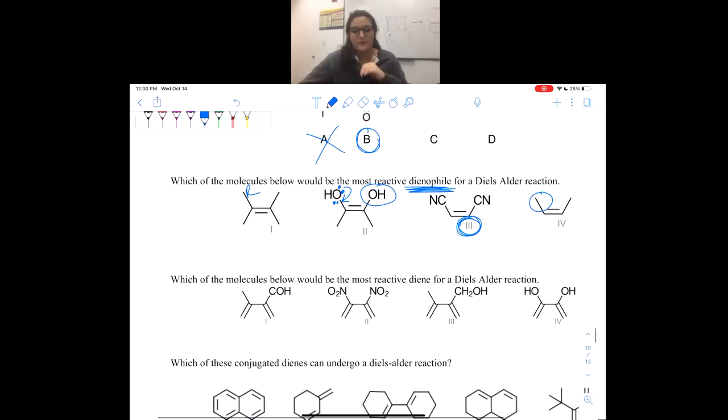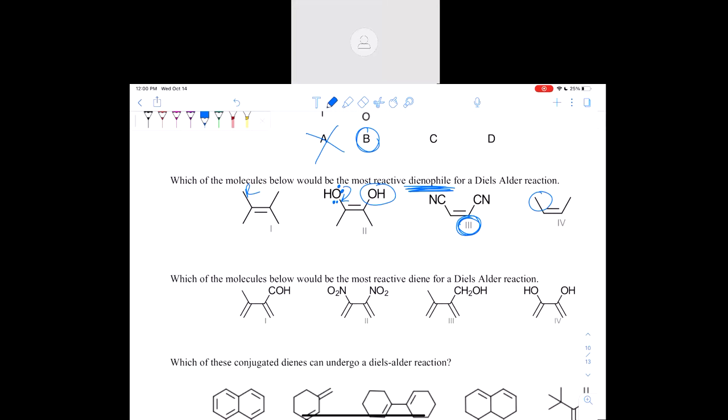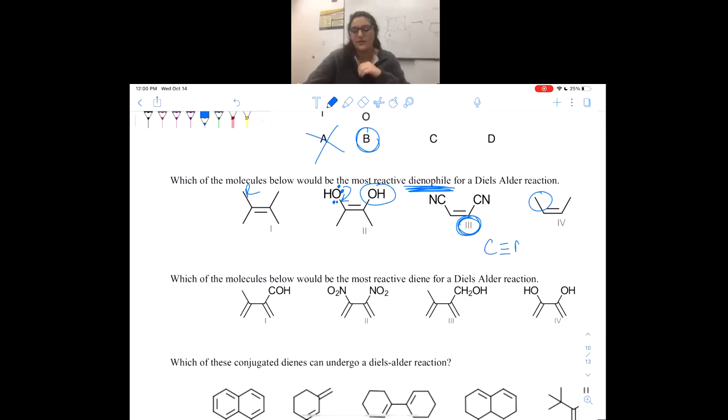So in C, the CN, those don't have electrons? They have electrons, but it's a C triple bonded to a nitrogen, so the electron density won't be donated towards here. It will go towards the nitrogen, so it's going to be pulled that way, away from the double bond.